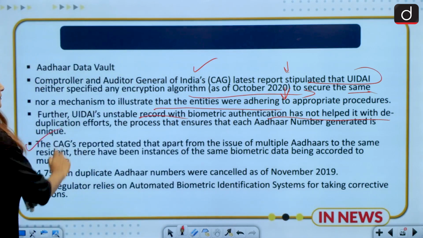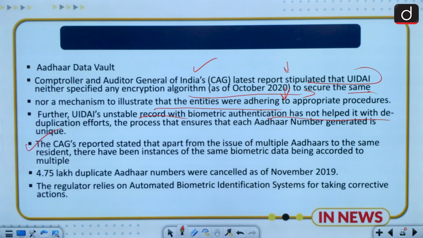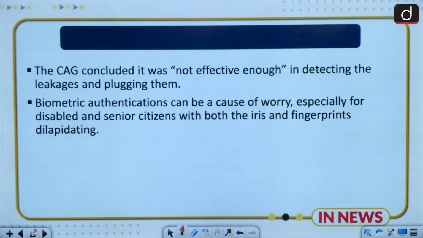And then the CAG's report stated that apart from the issues of multiple Aadhaars to the same resident, there have been instances of the same biometric data as well. 4.75 lakh duplicate Aadhaar numbers were cancelled as of November 2019. And the regulator, basically UIDAI, relies on the automated biometric identification system for taking corrective actions. Now, that is also not effective enough in detecting leakages and plugging them.